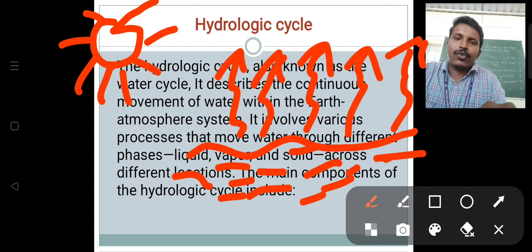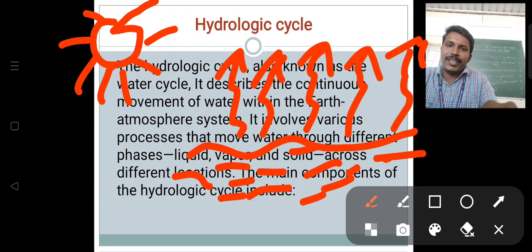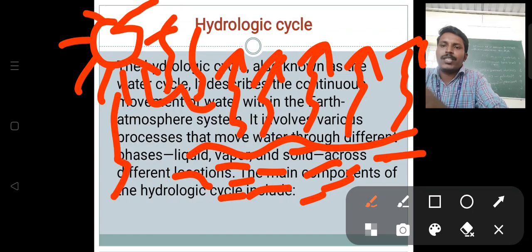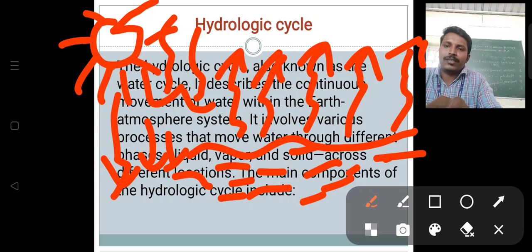When water changes from liquid state to gaseous state, the particle size decreases, which means gravity doesn't affect the water vapor. It is freely lifted into the atmosphere in the form of water vapor. From the atmosphere to the earth surface it comes in the form of precipitation, going from gaseous state to liquid state.